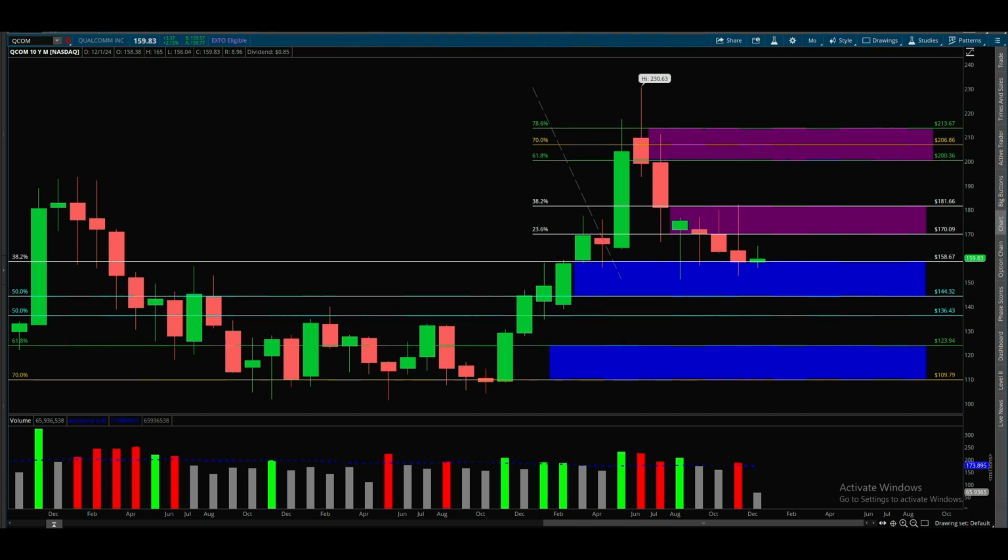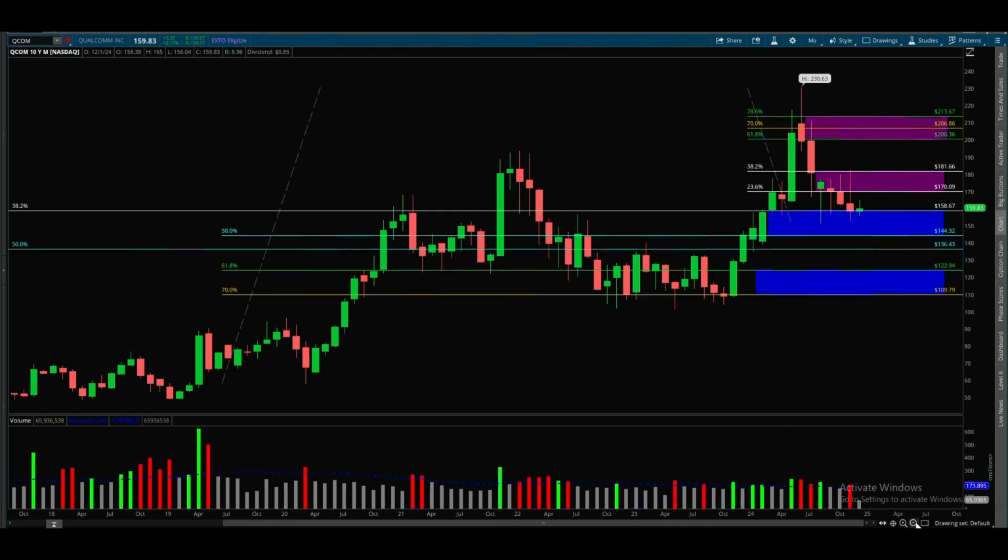So anyways, that's how you would chart Qualcomm with the Fibonacci sequence to find current demand and also current supply zones. Hope you guys learned something.